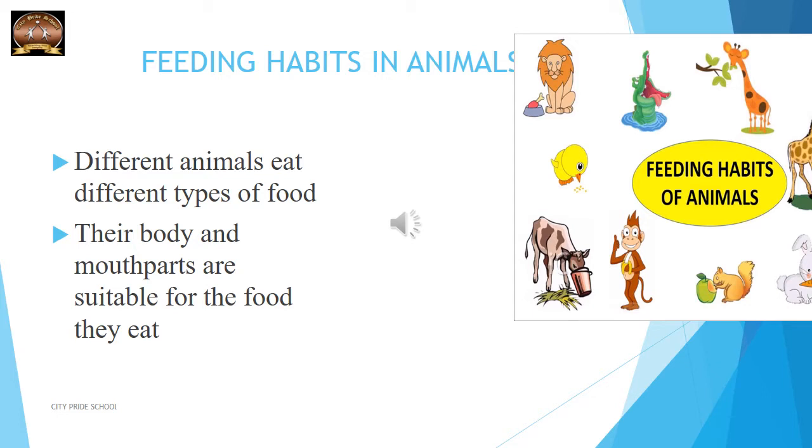Now, as we know that on the earth there are different types of animals and they eat different types of food. So, in order to eat different types of food, their body and mouth parts are suitable for the food they eat. It means to say that according to the food which they eat, their mouth and body parts will be accordingly adapted, or there will be structural changes in these parts.